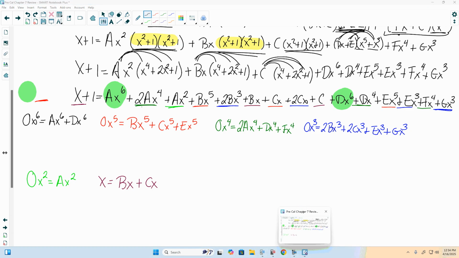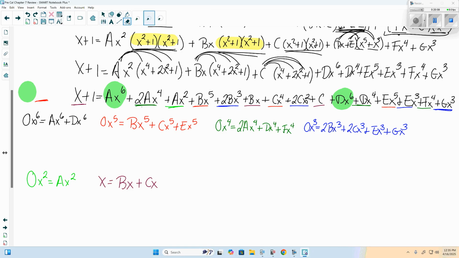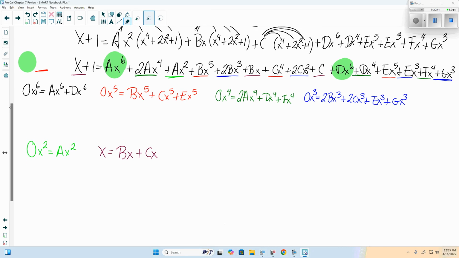That just changes from C to, so since it's C, C times our X to the 4th, not CX to the fifth, it should be CX to the 4th. And this here is going to be cx squared and c. So that's what that changes there.